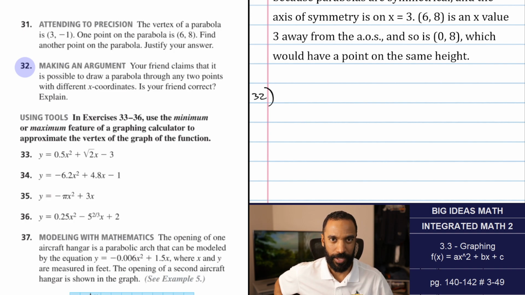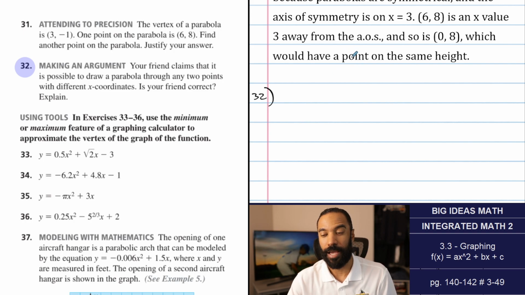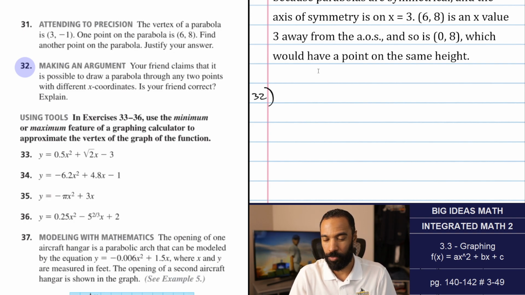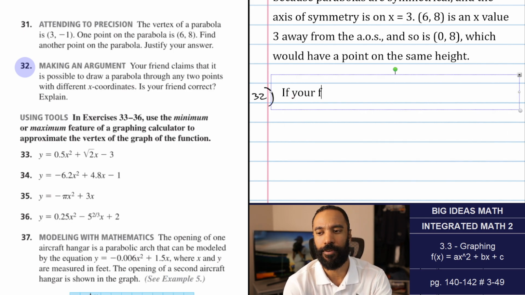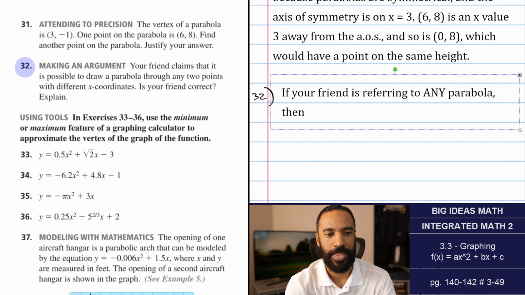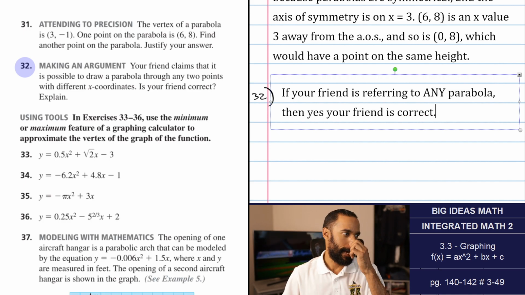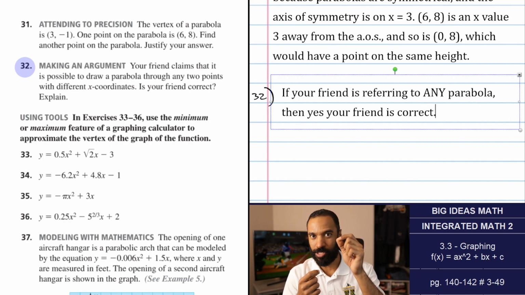Okay, I'm going to assume they don't mean unique. Through any 2 points with different x coordinates. Yes, your friend's correct. If it's a unique parabola, no. You can do multiple different parabolas with 2 x coordinates. So I'll give 2 different answers. If your friend is referring to any parabola, then yes, your friend is correct. Now, this is because as long as they have different x coordinates, they're split, right? And split in some sort of way, it's still a function.